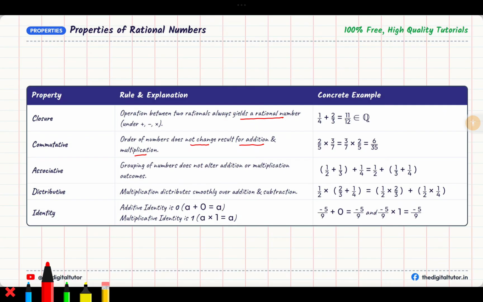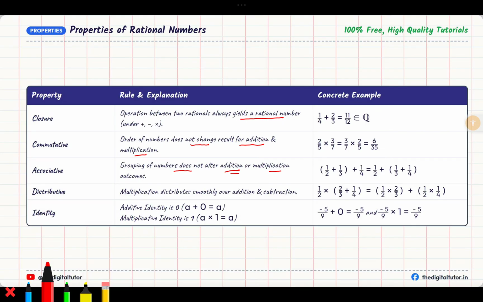Next is the associative property. Grouping of the numbers does not alter addition or multiplication outcomes. Let's look at the example given. First we are adding 1 by 2 to 1 by 3, and the result we are adding to 1 by 4, and that should be exactly equal to adding first 1 by 3 to 1 by 4 and then adding 1 by 2.